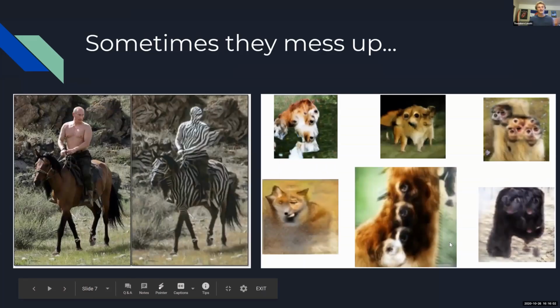On that note, GANs aren't perfect. We're showing you better examples, but sometimes they mess up. For example, Putin on a horse becomes Putin on a zebra. And there are a lot of photos out there of really scary looking dogs and cats, because your model isn't actually learning how to create them. It's just learning how to replicate what's in your data set.